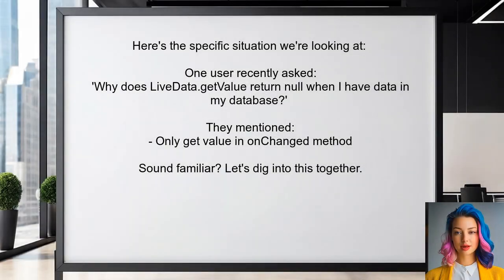Here's the specific situation we're looking at. One user recently asked, why does LiveData.getValue return null when I have data in my database? They shared their code and mentioned that they only get the value in the onChanged method. Sound familiar? If so, let's dig into this together and find a solution.